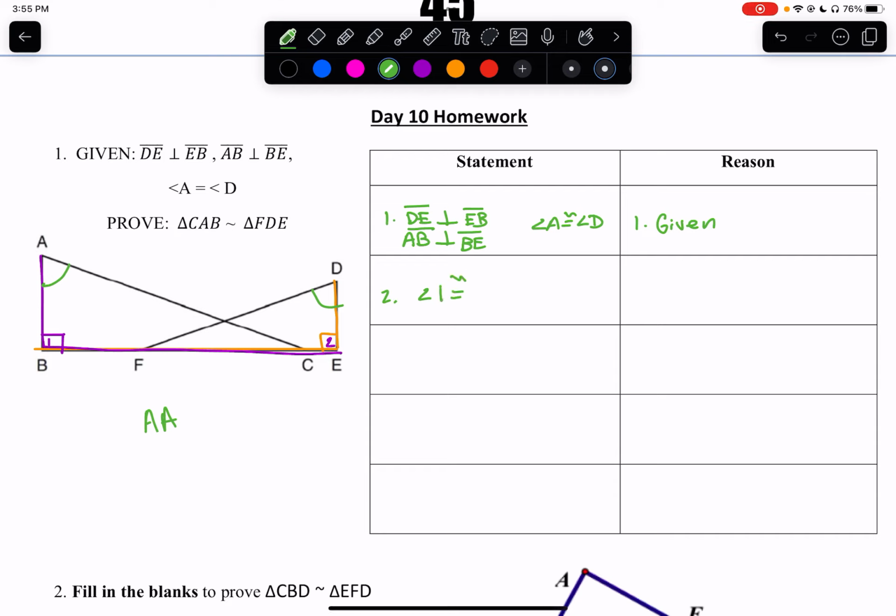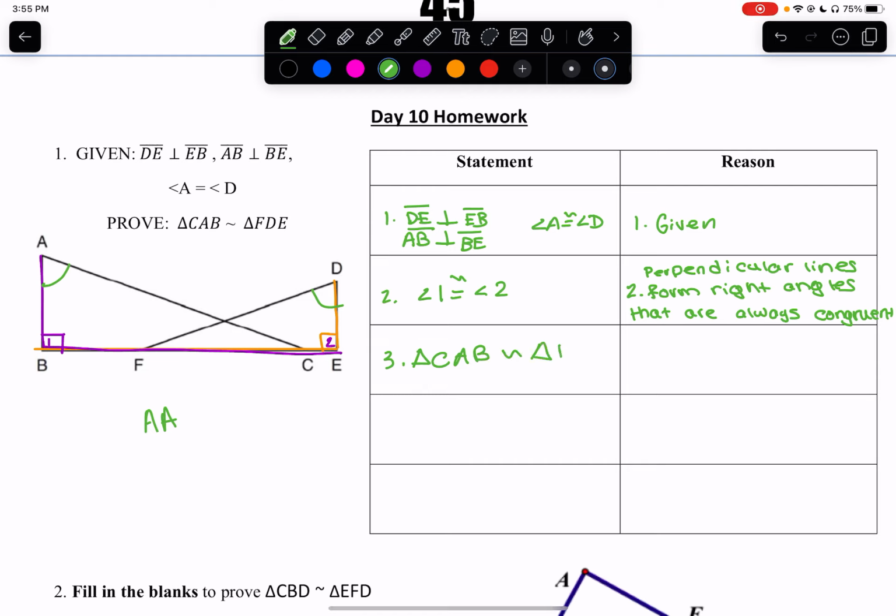So I can say that angle 1 is congruent to angle 2 because perpendicular lines form right angles that are always congruent. And now because they gave us angle A and angle D, I have two pairs of angles, so I can simply say that triangle CAB is similar to triangle FDE using angle angle.